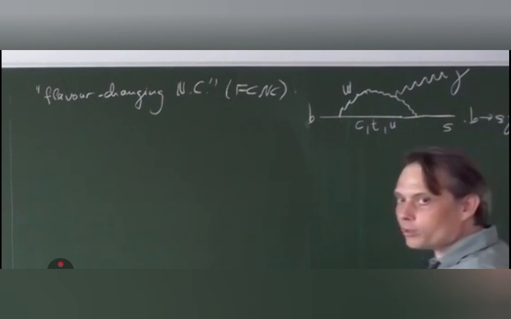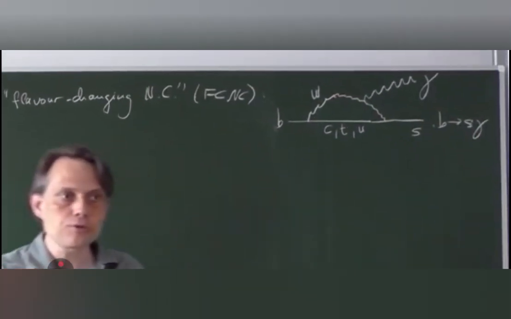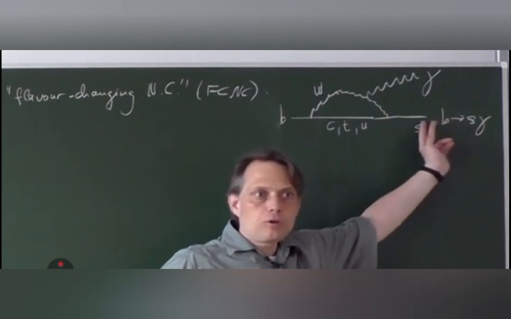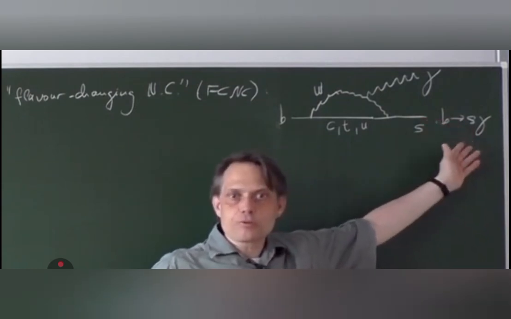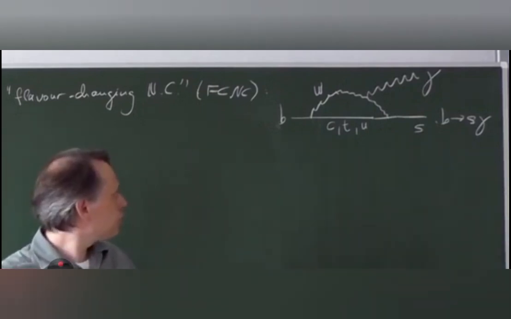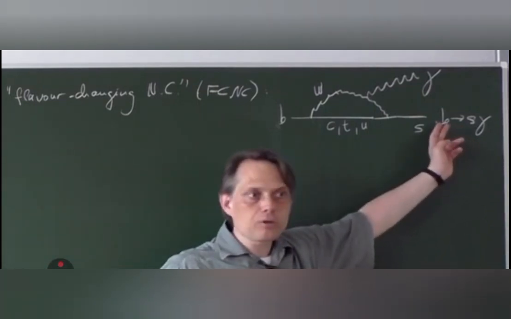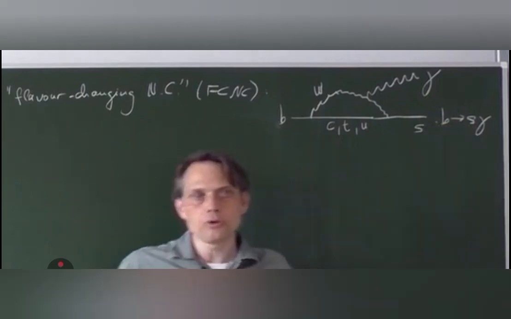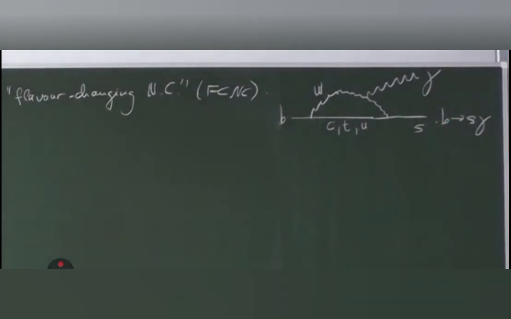B to S gamma, which is a flavor changing neutral current process, because in the end you do not change the charge of the fermion, but you change the generation. Third generation becomes second generation, and the process is actually kinematically possible because the B quark can be transformed into two lighter particles, strange quark and photon. And this process can happen not at tree level, but it can happen at the one loop level because of such loop Feynman diagrams. And this is also an important class of processes.